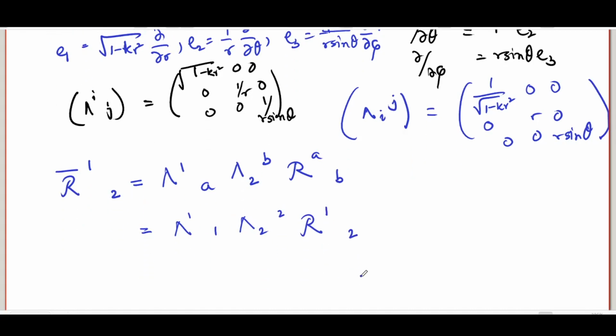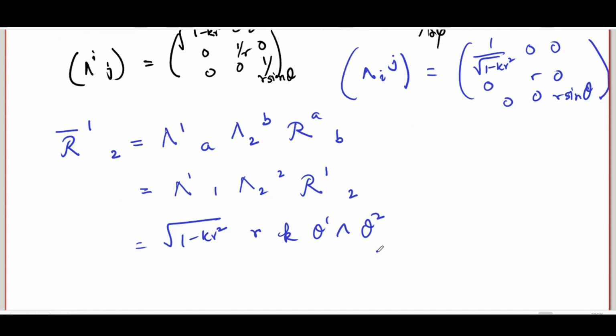So, what is lambda 1,1? You can immediately read it off here. It's 1 over root of 1 minus kr square. What is lambda 2,2? You have to read it off from this. R1,2 is k theta 1 wedge theta 2.